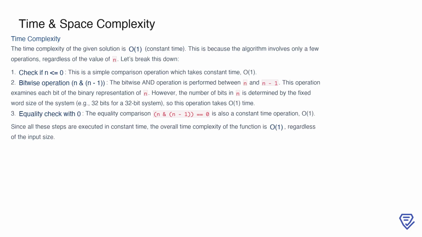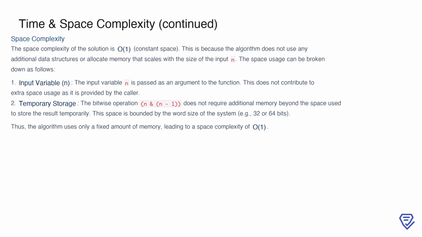The space complexity of this solution is also O(1), indicating it uses a constant amount of memory. The algorithm doesn't allocate any additional data structures or memory that grows with the size of n. Let's break it down. The input variable n is passed to the function but does not count as extra space, as it's provided by the caller. The bitwise operation n & (n-1) only uses temporary storage for the result, which is limited by the system's word size, such as 32 or 64 bits.